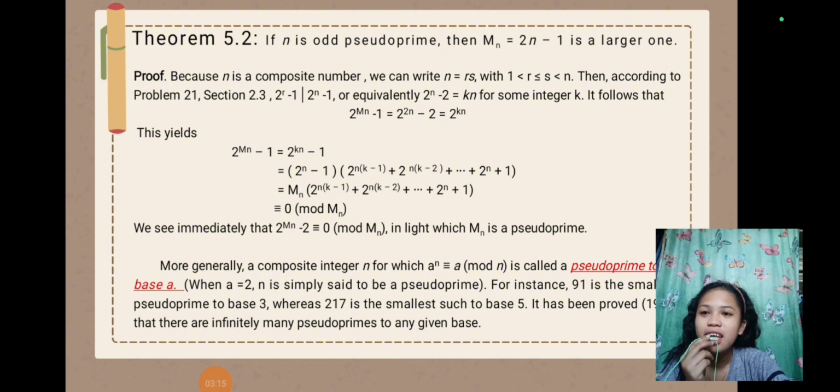More generally, a composite integer n for which a raised to the power of n is congruent to a modulo n is called a pseudo-prime to the base a. When a is equal to 2, n is simply said to be a pseudo-prime. For instance, 91 is the smallest pseudo-prime to base 3, whereas 217 is the smallest such to base 5. It has been proved in 1903 that there are indefinitely many pseudo-primes to any given base.